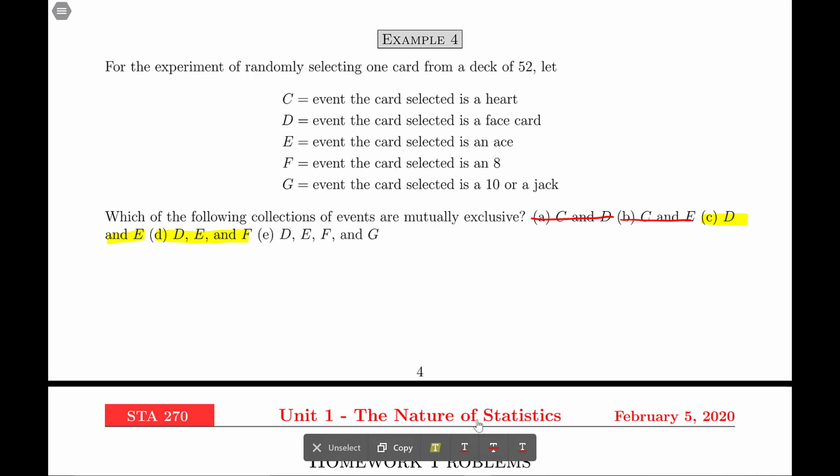For part E, it's D, E, F, and G. Well, we can go ahead and say that D, E, F, and G are mutually exclusive, because we already know that D, E, and F are mutually exclusive. I'm sorry if I said that they are not mutually exclusive. I meant to say that they are mutually exclusive, because we have D, E, and F already to be mutually exclusive, and then we throw in that it could be a jack. None of these cards can be an 8, so this also is mutually exclusive.